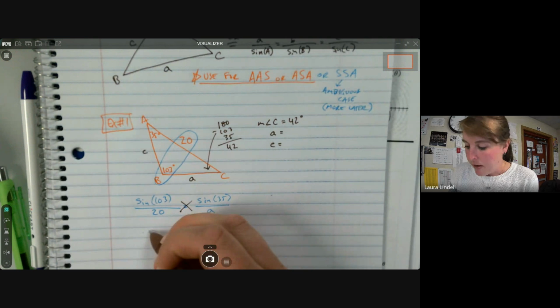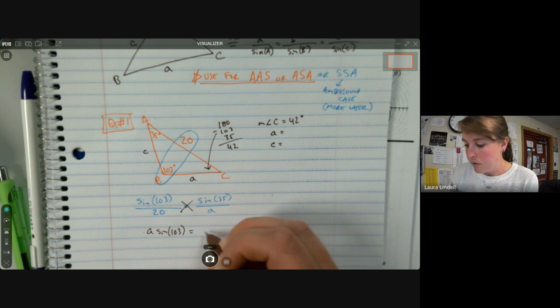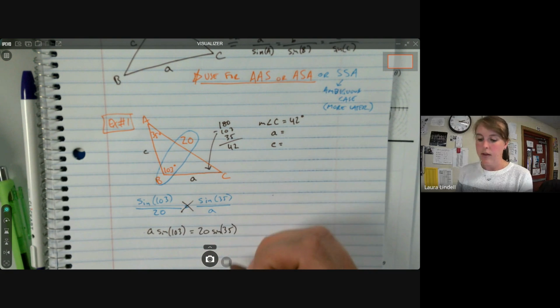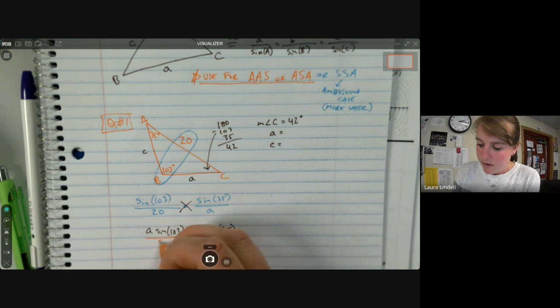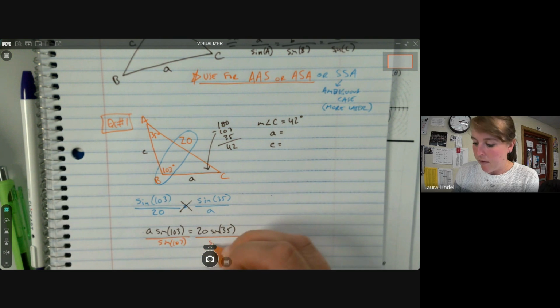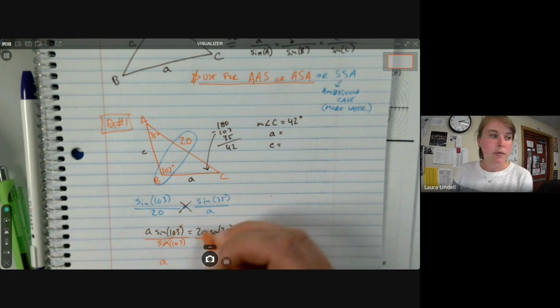We get A sine of 103 equals 20 sine of 35. And then, of course, we divide by sine of 103 on both sides. So we get A by itself. And then this is what we type into our calculator.